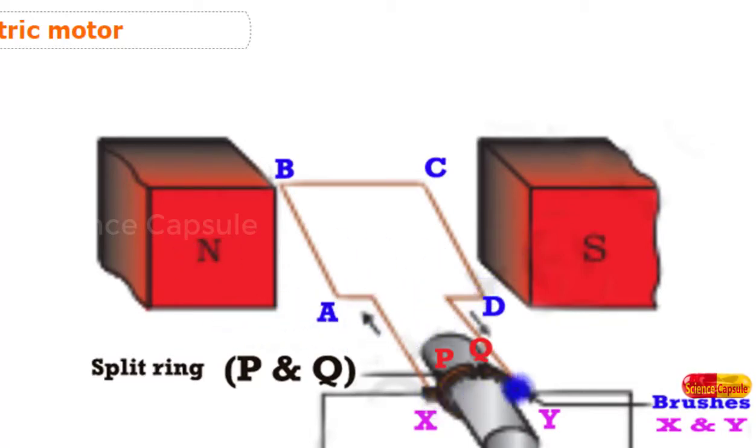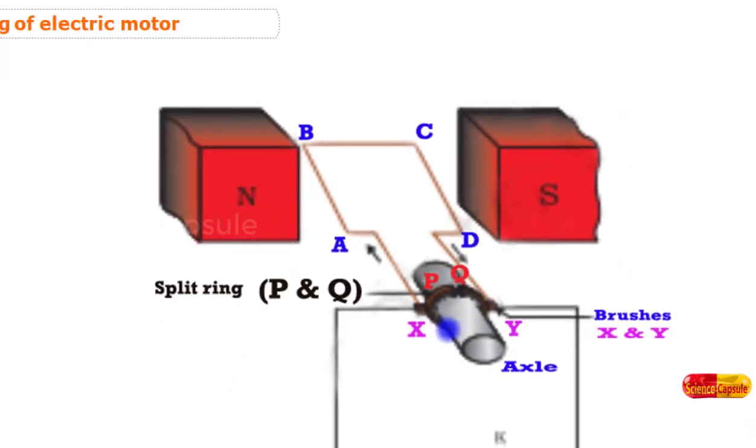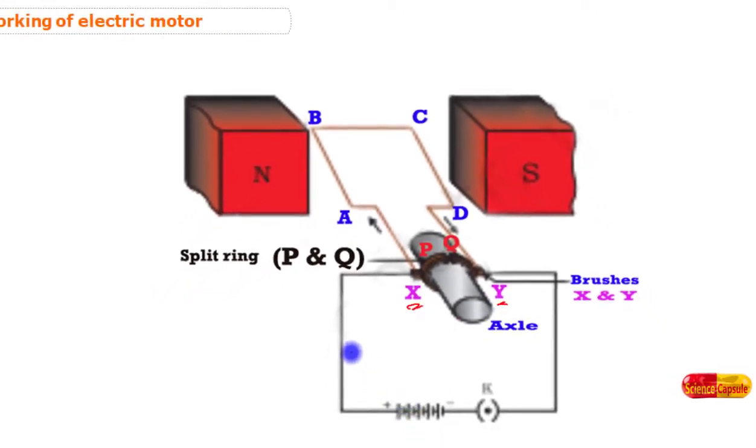Here you will find the split ring. The ends of the coil are connected to the halves of the split ring. The inner sides of these halves are insulated and attached to the axle, as you can see here. The external conducting edges are two conducting stationary brushes X and Y. When you put on the switch, the electric current starts flowing from this direction and enters the coil from AB and comes back from CD, and accordingly the circuit gets completed.